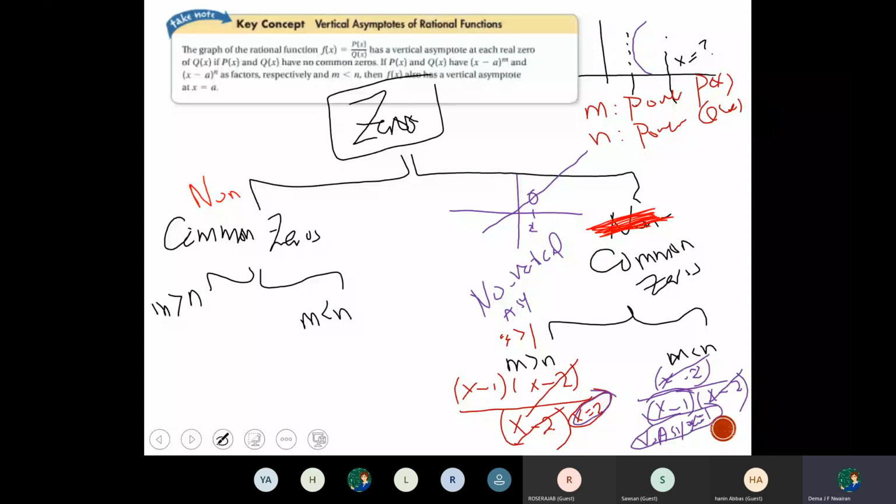Now, for the non-common zeros, like x squared minus 1 over x plus 2. Teacher, in the points of discontinuity, this one and the common zeros, why is it not x equal 1? No, here I was talking about the points of discontinuity at the zeros of the numerator, in problem number 1.